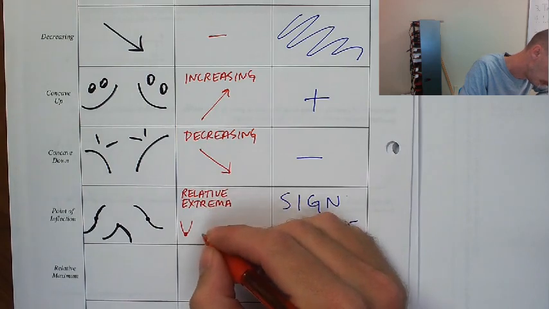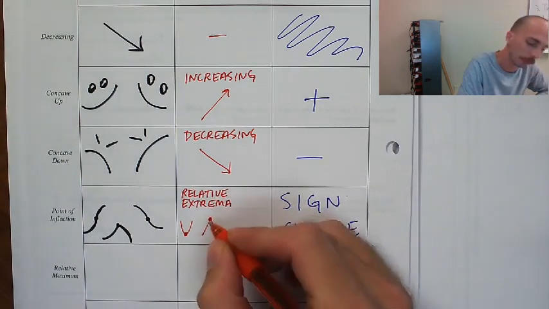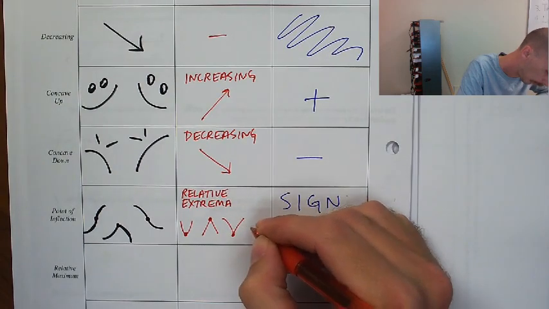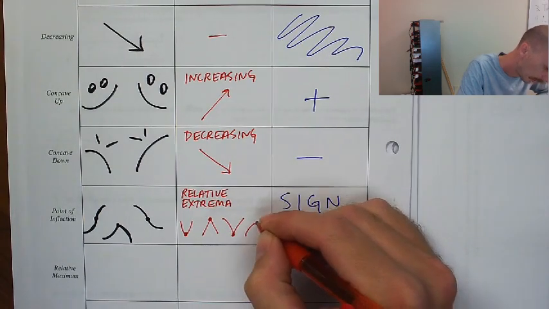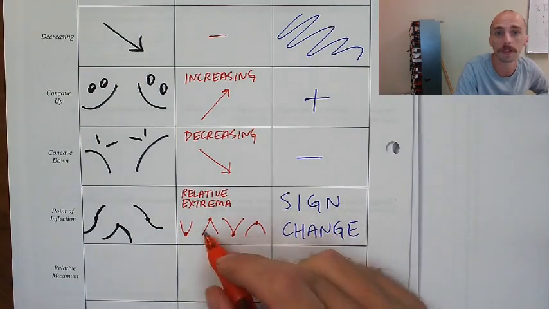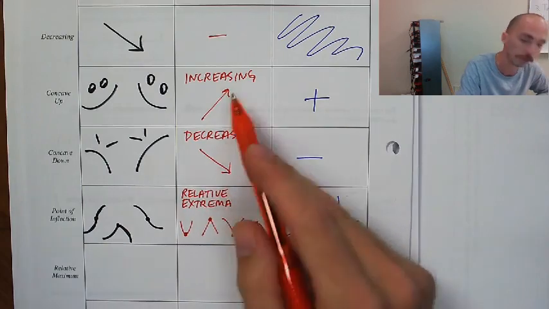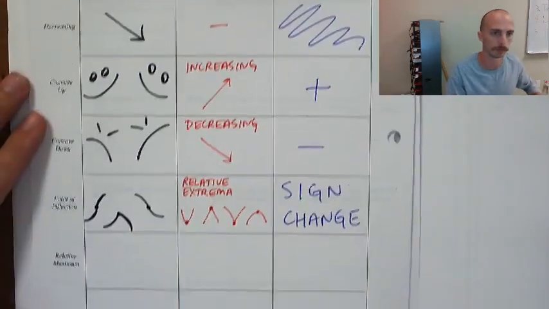It could be at a minimum. It could be at a maximum. It could be smooth. It could be sharp, like, there's no telling. But either way, there's going to be a sign change in the second derivative if this is the graph of the first derivative. Okay, because the slope is changing from increasing to decreasing. That's also a good reason.